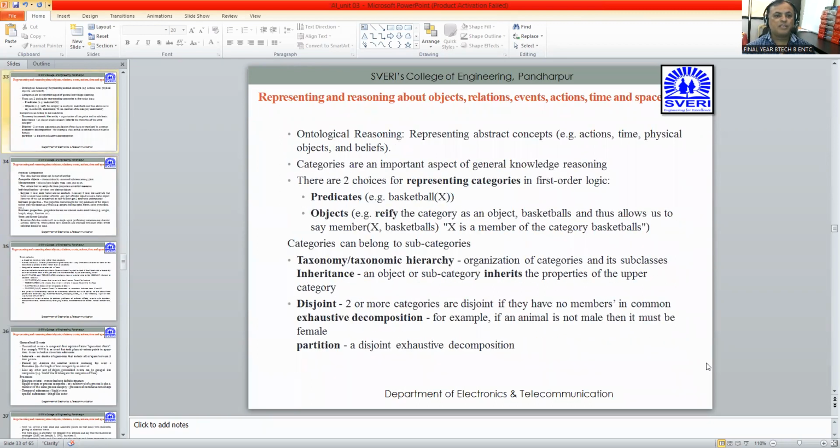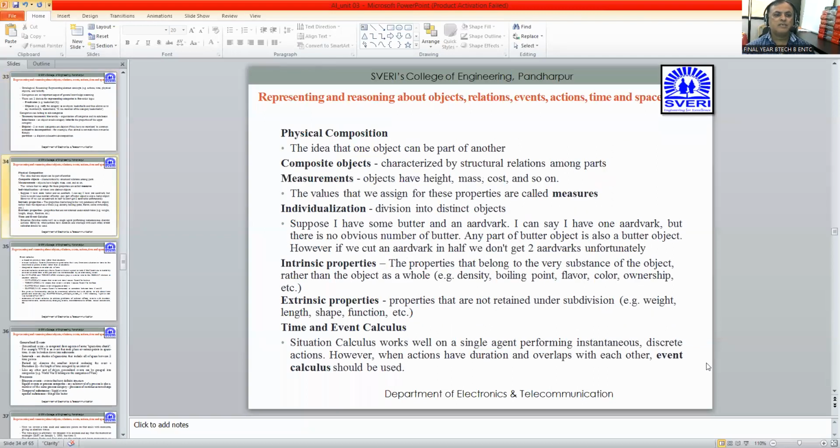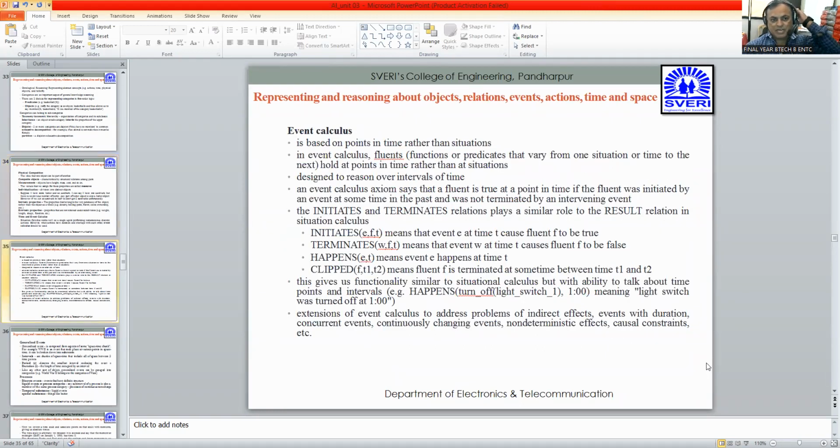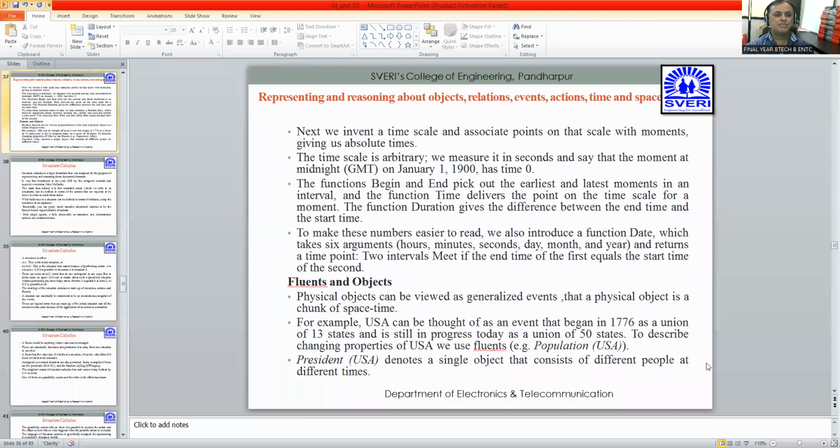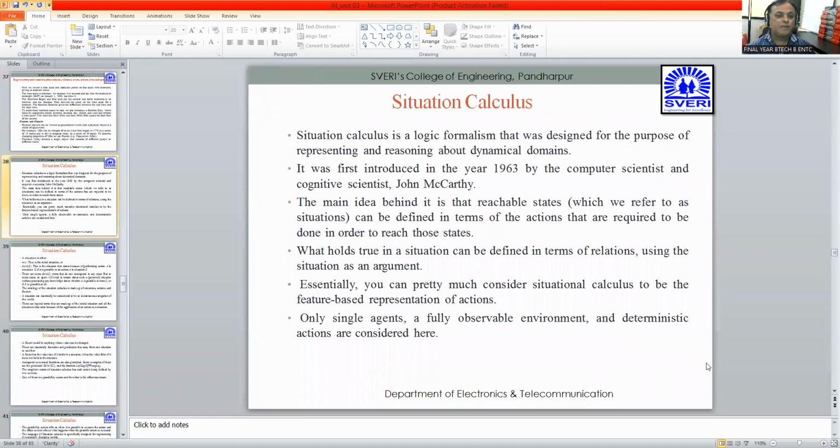This was about the categories, then subcategories. This was about the intrinsic and extrinsic categories, properties. Then about the physical composition, the composite objects, measurements and individualization. Then we have seen time and event calculus. So we have seen in detail about the event calculus. We have seen about the generalized events, the processes, and the fluents and objects. Now we'll move towards the situation calculus.